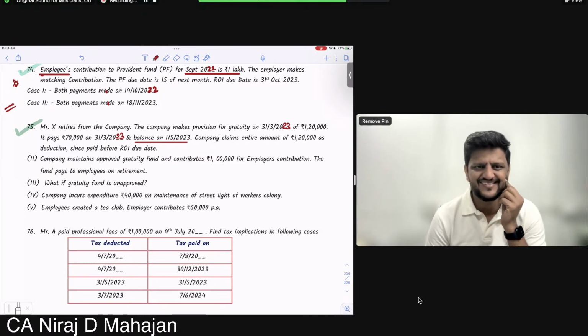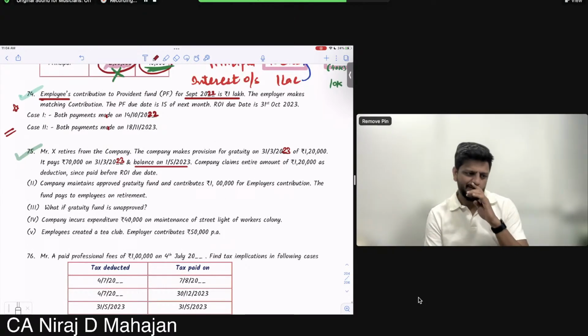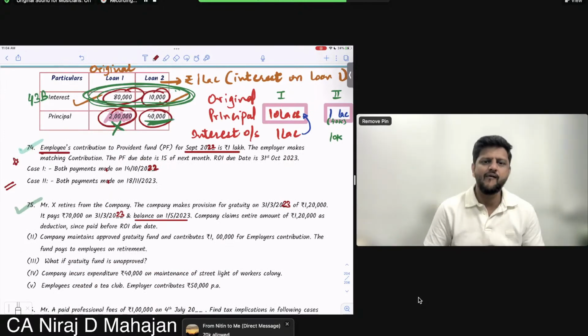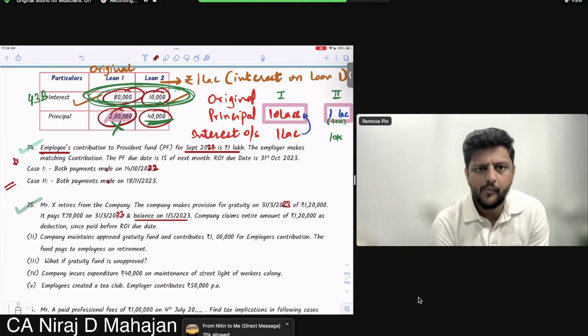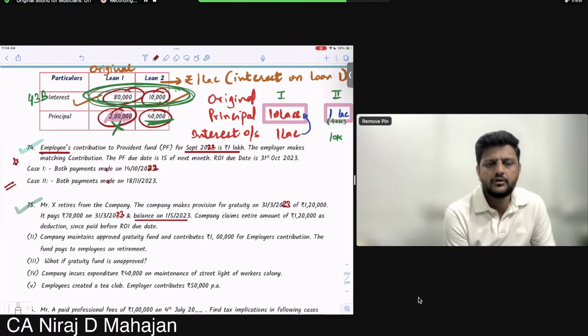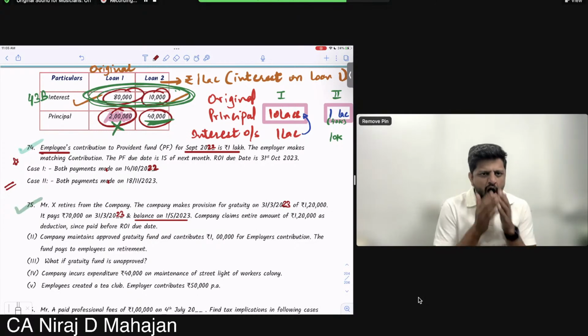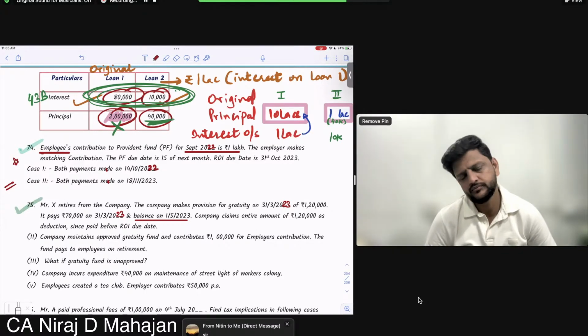Okay. Tell me about your first case. What do you think? What all comes to your mind? Interesting question. 70,000 allowed. Okay. But what about the remaining 50,000? It is paid on 1st May. They're saying before ROI due date. What happens to that? Khushbu, tell me, Indrajit.